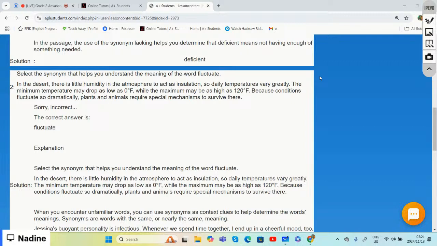So we now need to select the synonym that helps us to understand the meaning of the word fluctuate. Synonym, we need to find a word that means something similar to fluctuate.